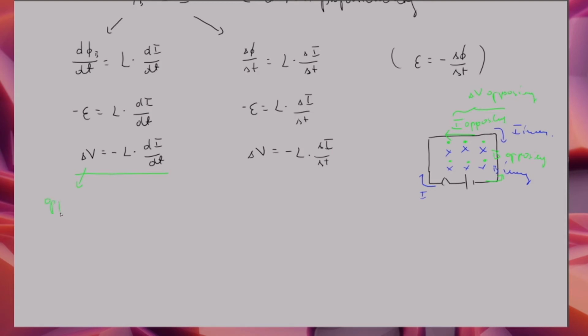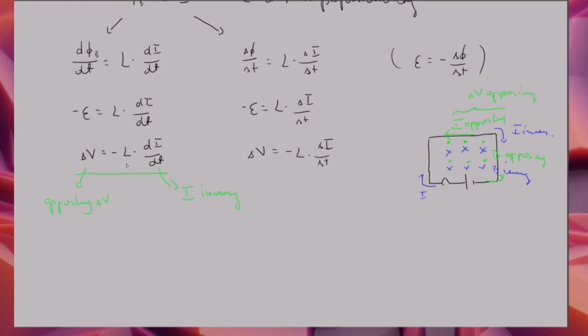opposing V, opposing voltage. Yeah, let's just have that. So this is the V that opposes, and it is due to the increasing current I. So here's I that increases, increasing I. So we have increasing I, current I that is increasing, then you have delta V that opposes the increase, and you can calculate both of them.